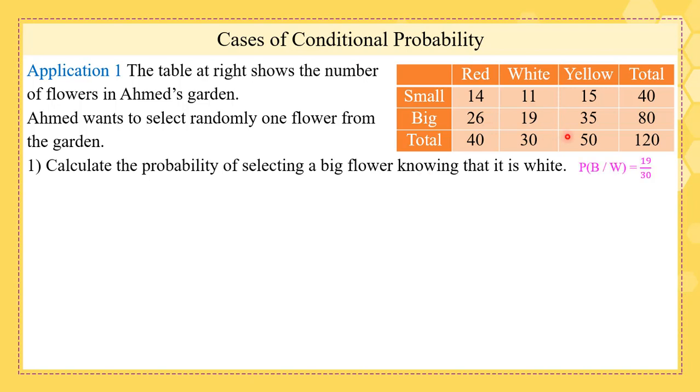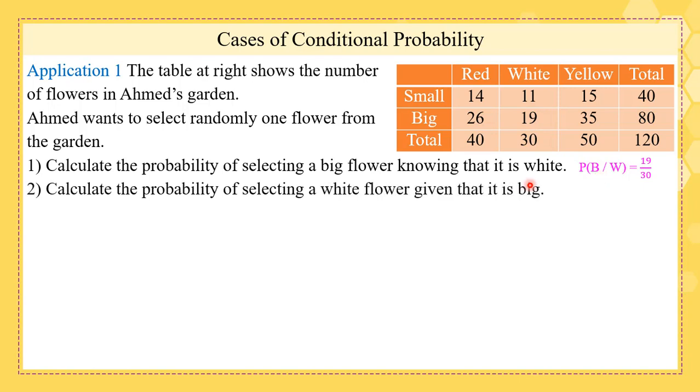Well, this would be the probability of B given W, because you see, calculate the probability of selecting a big flower. The statement which is directly after calculate the probability, we put it up. And in this case, we come to the white section. This is the white section, and we choose the probability of a big flower, so it will be 19 over 30. Now calculate the probability of selecting a white flower given that it's big.